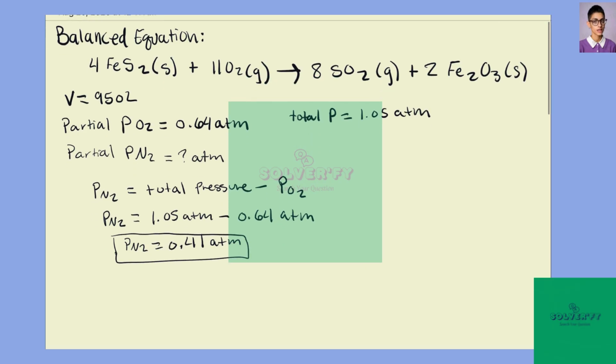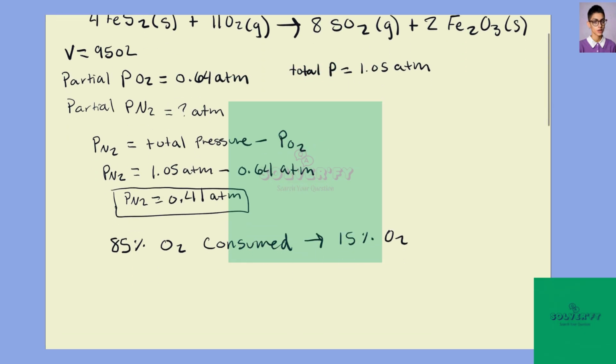All right, and they also tell us that after the reaction has happened, only 85% of the O2 has been consumed. So that still means that we have 15% O2 still there. So let's find the partial pressure of sulfur dioxide.